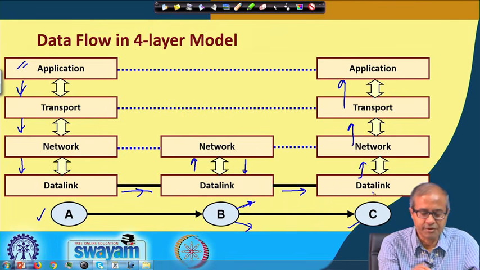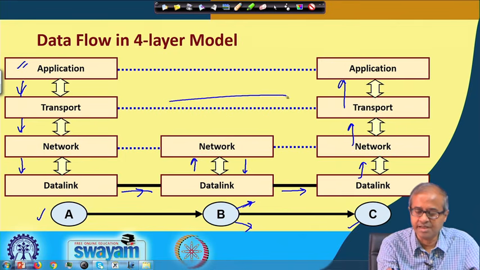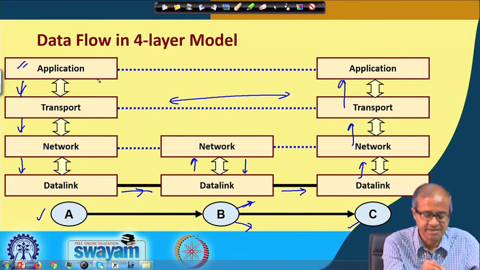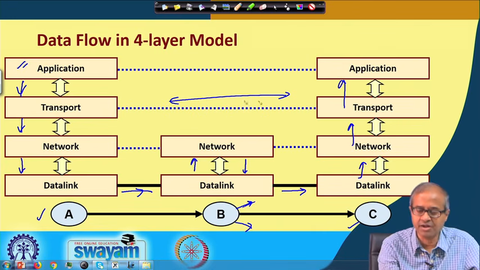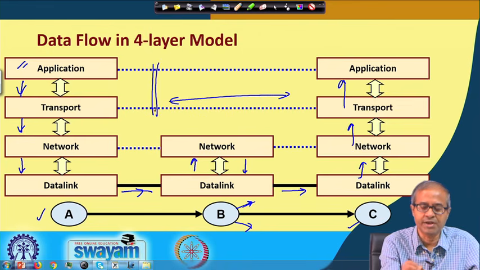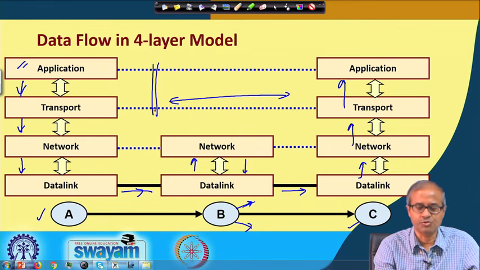Now, you can see this transport is an end to end layer or host to host layer, as if A and C are communicating directly. This intermediate node B is not visualized at this layer and also at the application layer. Okay, these are called end to end or host to host layers.